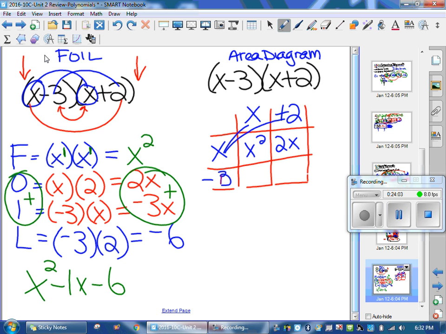In your area diagrams, you're going to notice as well, just like FOIL, 2 of them are going to add to create a like term, typically. In this case, it's going to be your diagonals. So we have a negative 3 and a positive 2, which is going to give us our negative 1. So we've got x squared minus 1x minus 6.